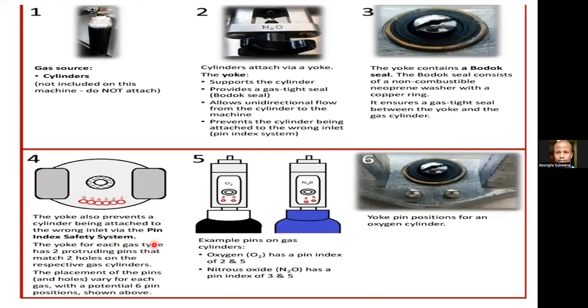So the way you connect cylinders to the yoke is via the pin index system, such that the pin index system for oxygen will not be the same as for nitrous, will not be the same as for medical air. For oxygen, it's 2 and 5, as you can see here, but for nitrous oxide, it's 3 and 5. They like questions like this in the multiple choice. So these are giveaway marks. I know when you're reading, it can be something that you just overlook and move on, but they can give you a multiple choice question wanting you to identify the pin index system for nitrous, the pin index system for oxygen.